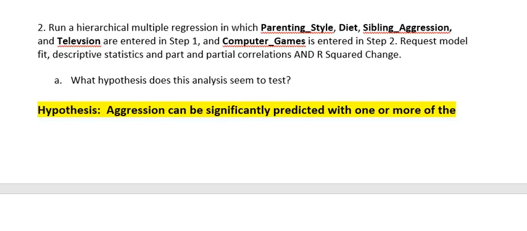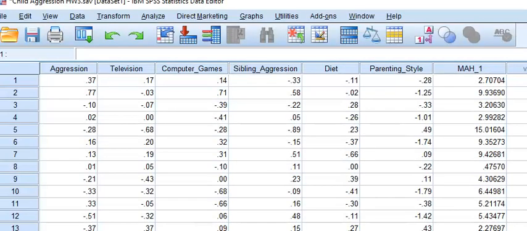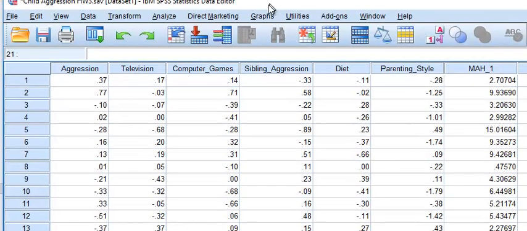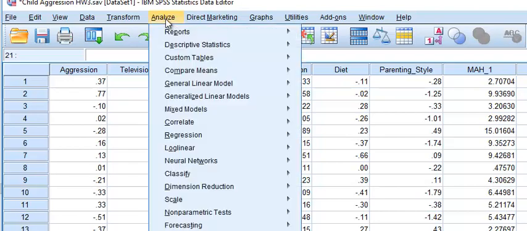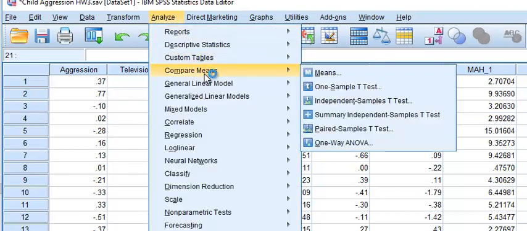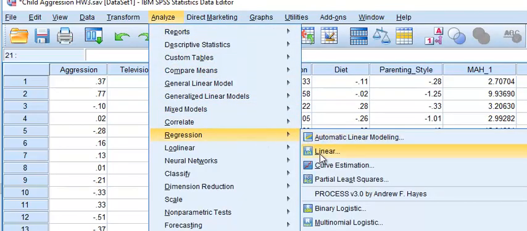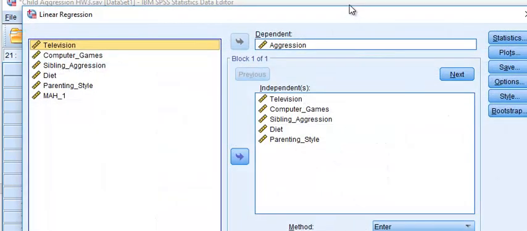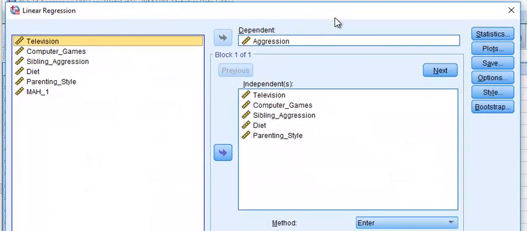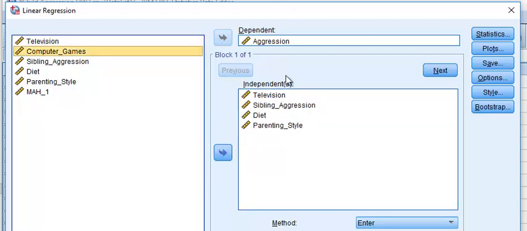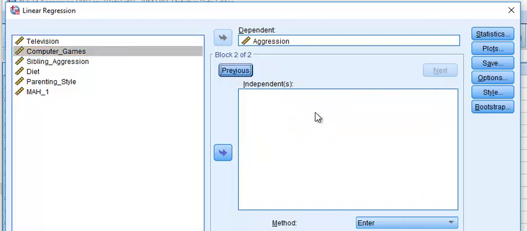Where's my data? There's my data. Get in there. There you go. So we're going to go to Analyze, Regression, Linear, and so let's see, what was it, Computer Games? Okay, everything else should be the same. I'm going to hit Enter. No, I'm going to hit Next. Hit Next. Okay, so that cleans it out.